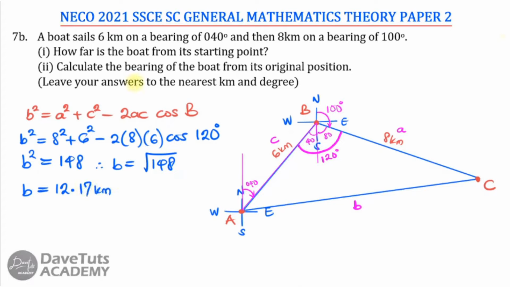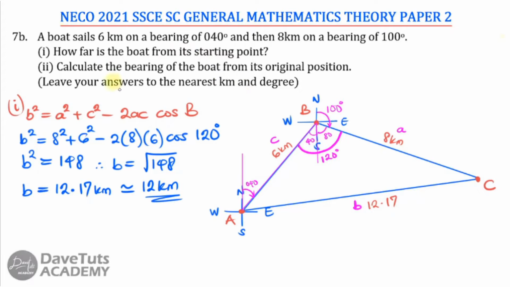We're asked to leave our answers to the nearest kilometer. So if we want to round this, we can see that 1 is the number after the decimal place. We'll round it down to 0, and then this will just be 12 kilometers approximately. So for my B, if I want to note it, I will not note it as 12. What we got is 12.17. So this is the solution to the first question, to get how far the boat is from its starting position.